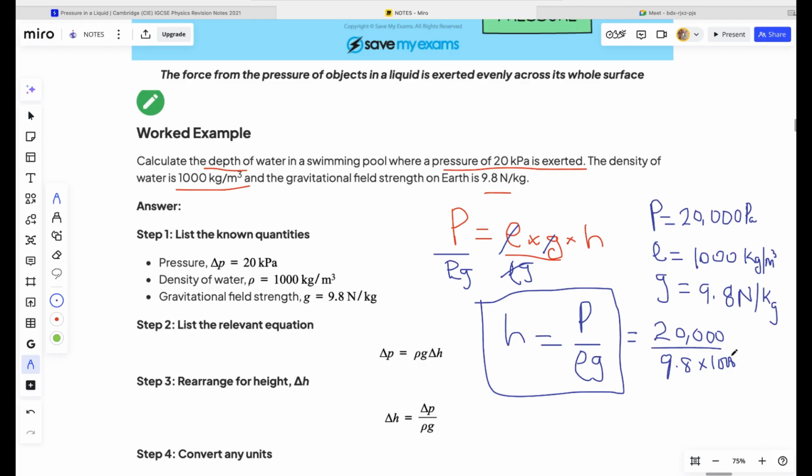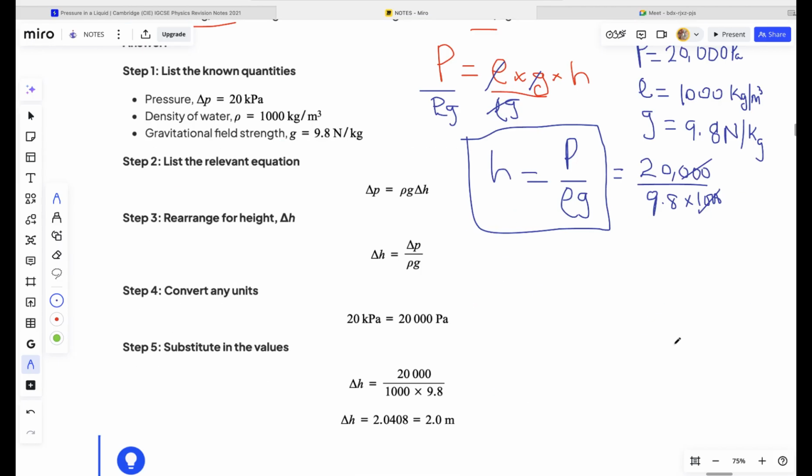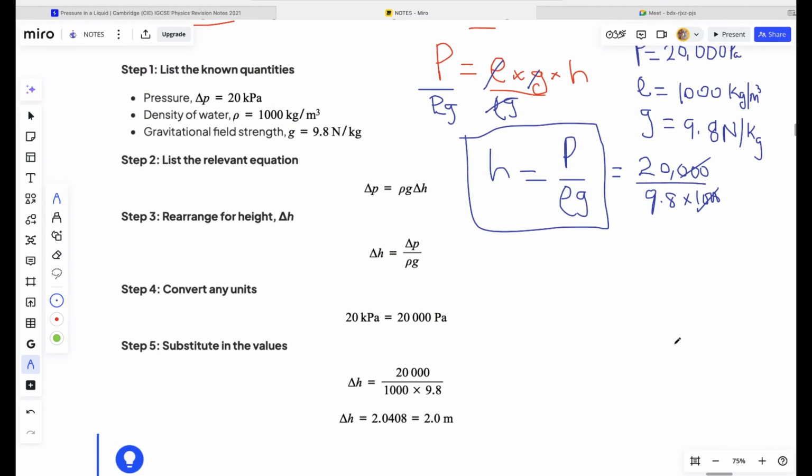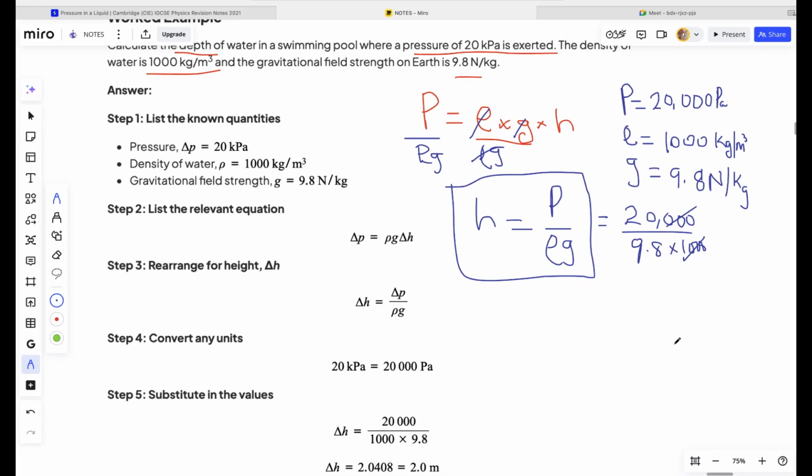Ordinarily, these three zeros, we cancel these three zeros. So what we have left is 20 divided by this. So when you divide, what do you get? You get 2.0408. So we get height h equals to 2. It's like 20 divided by 9.8, 2.0408, something like that.